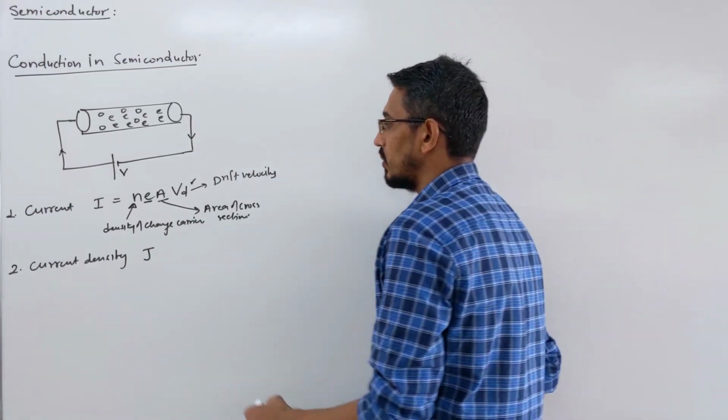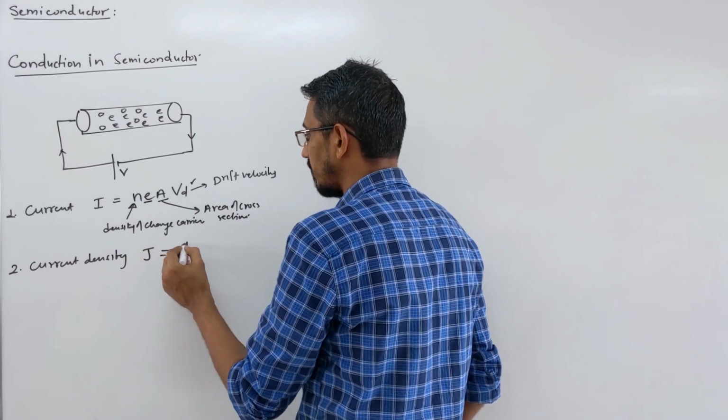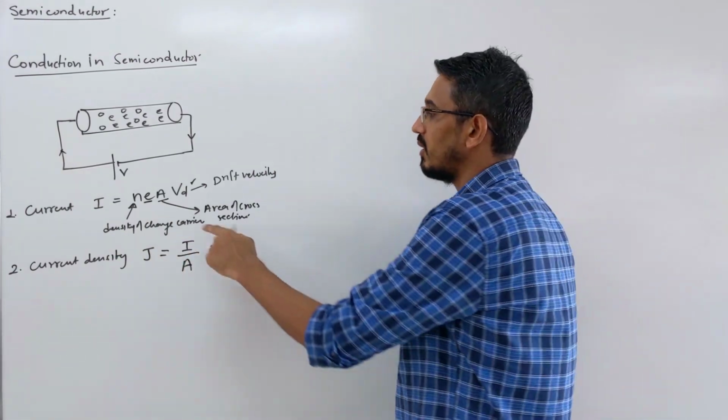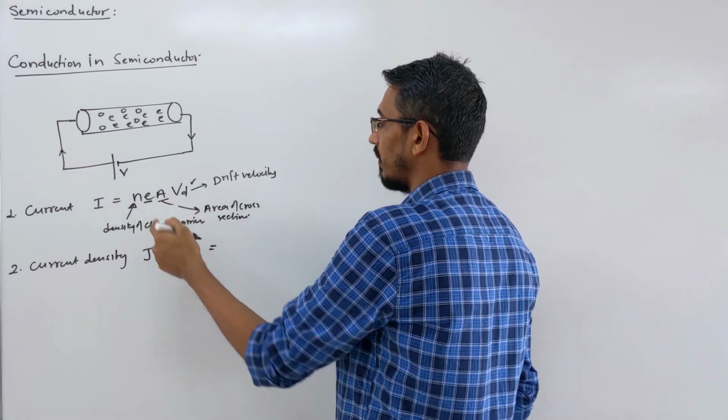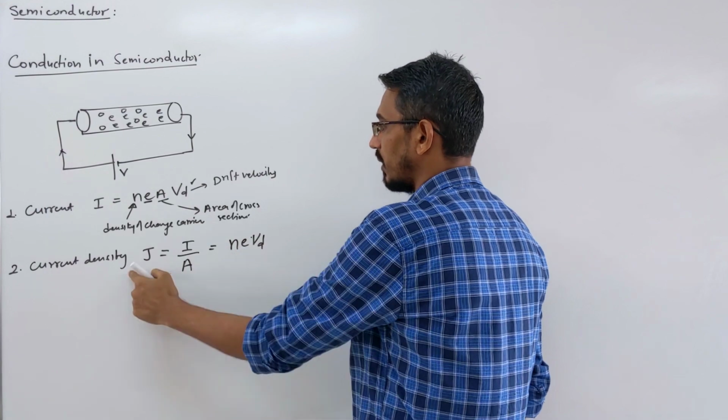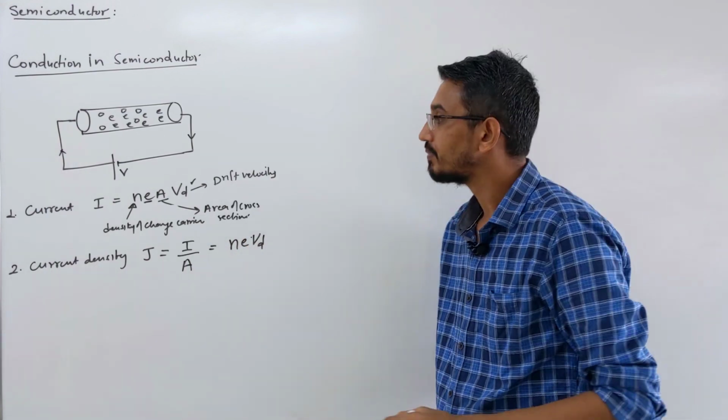Okay. So current density is what? Current per unit area, right? This is called current density, current per unit area. So this formula divided by area, you get N, E and VD. This is what in terms of this format, right?